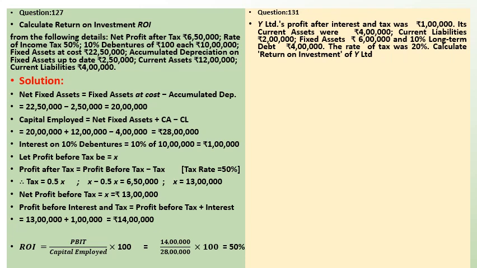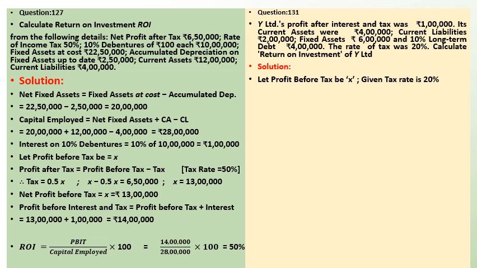Y Limited, profit after interest and tax is given 1 lakh, current assets is given 4 lakhs, current liability 2 lakhs, fixed assets is given 6 lakhs, and 10% long term debt is given rupees 4 lakhs, rate of tax is given 20%. Calculate return on investment of Y Limited.